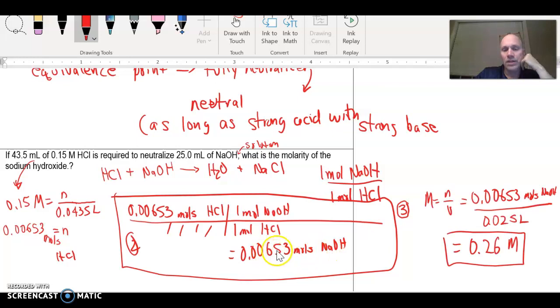Next, now that we know the number of moles of sodium hydroxide and we know the volume of that solution, we can use this equation right here to calculate the molarity of that solution. Just plugging that in, we would get this value right here.